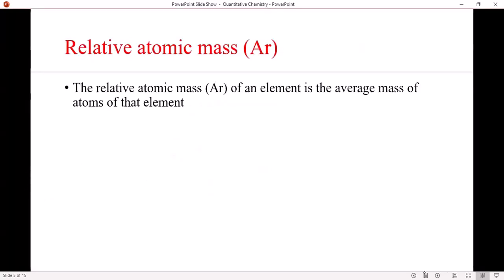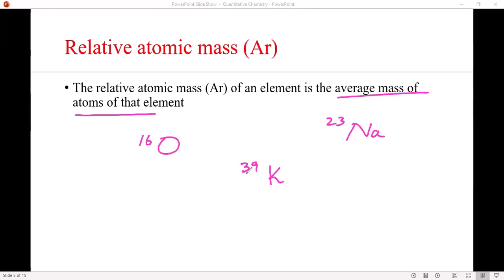Basically, what is relative atomic mass? Relative atomic mass is the mass of an element. In simple words, we will say the average mass of an element, and this is what you can get from the periodic table. When you open the periodic table, you will find the atomic masses of all of those elements. For example, oxygen's atomic mass is 16. For sodium, its atomic mass is 23. For potassium, its atomic mass is 39. So this is relative atomic mass.